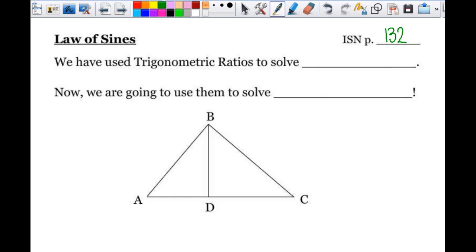So today we're going to look at the law of sines. There's a law of sines and a law of cosines. And we're going to take a little bit of a flashback to geometry here. Oh, y'all sound so disappointed.